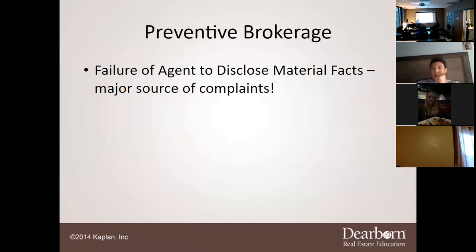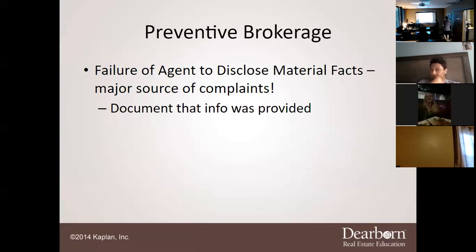Failure of an agent to disclose a material fact is a major source of complaint. We've talked about that before. It's actually the biggest source of complaints when someone complains about their agent. It's mostly going to be about a material fact. And that goes back to, like I was saying, if you're not certain about something, just say you don't know. That'll help protect you from having this happen to you.